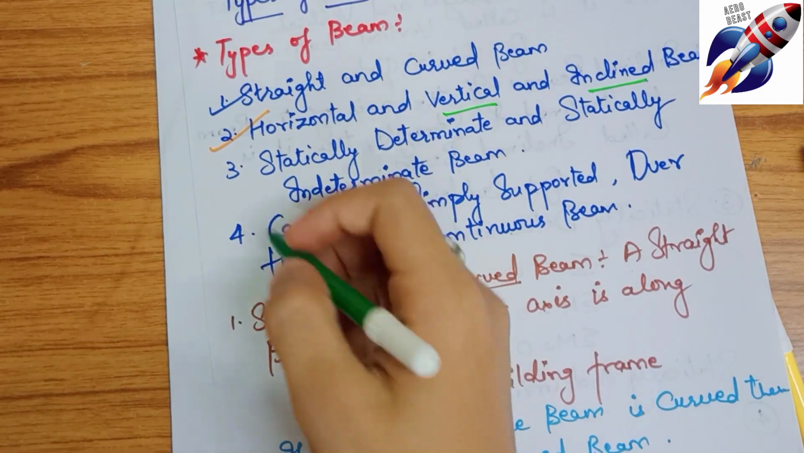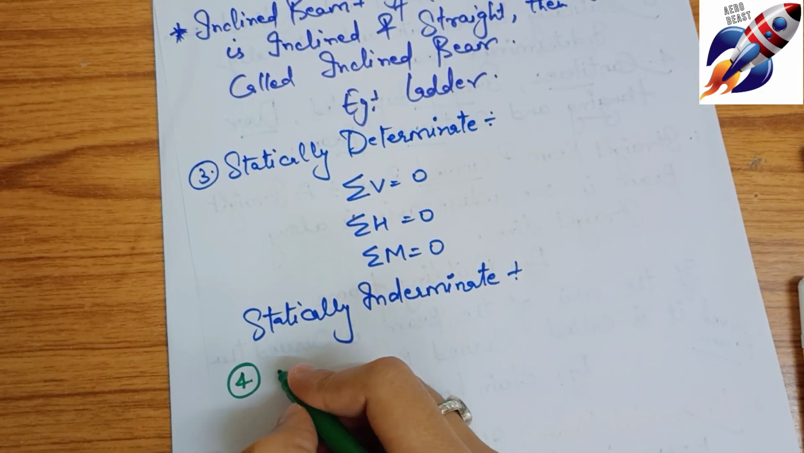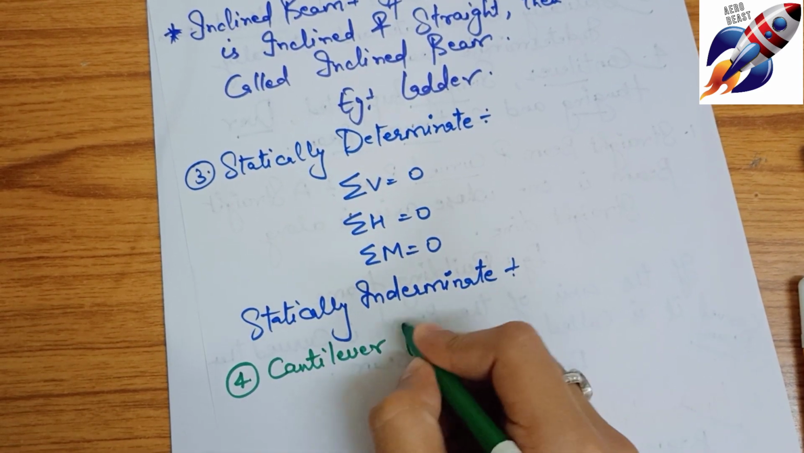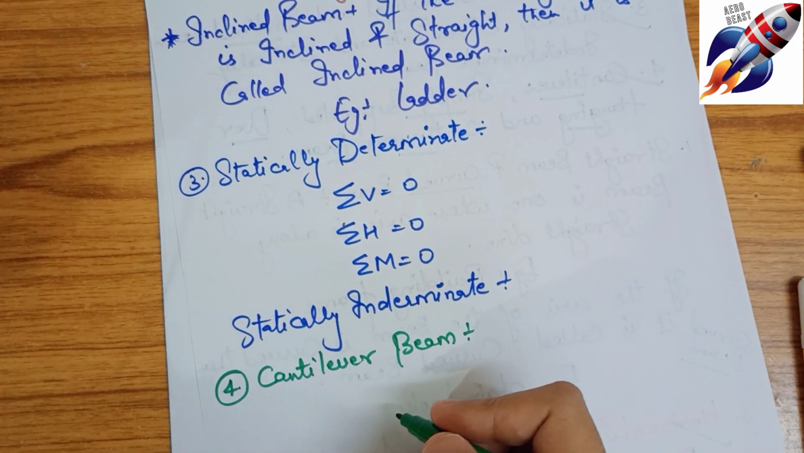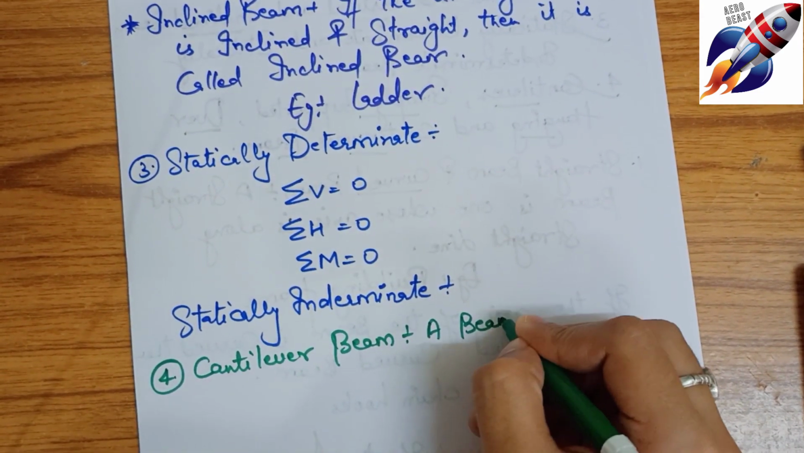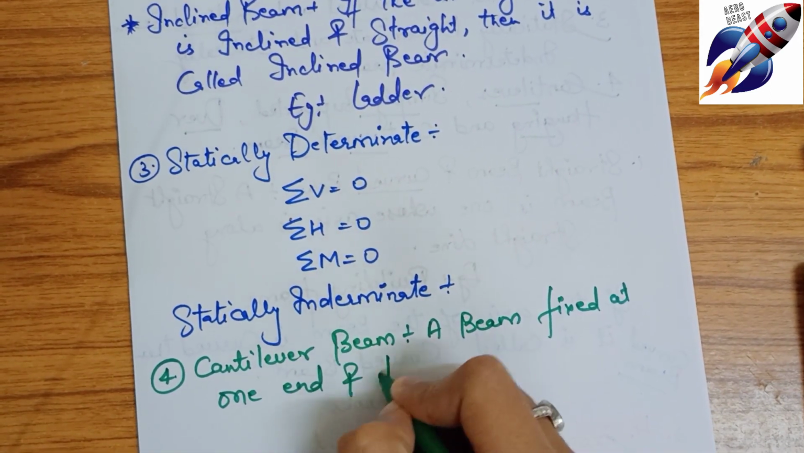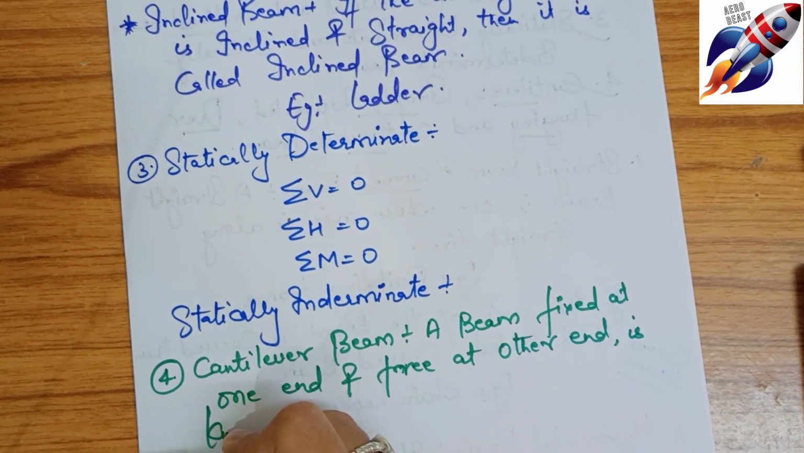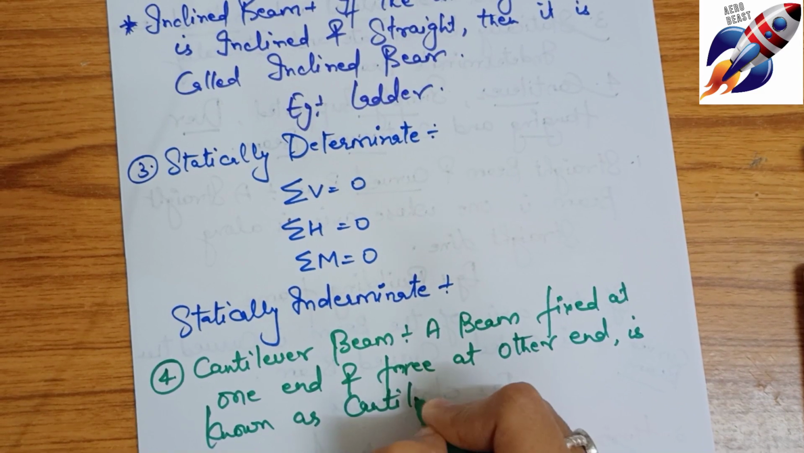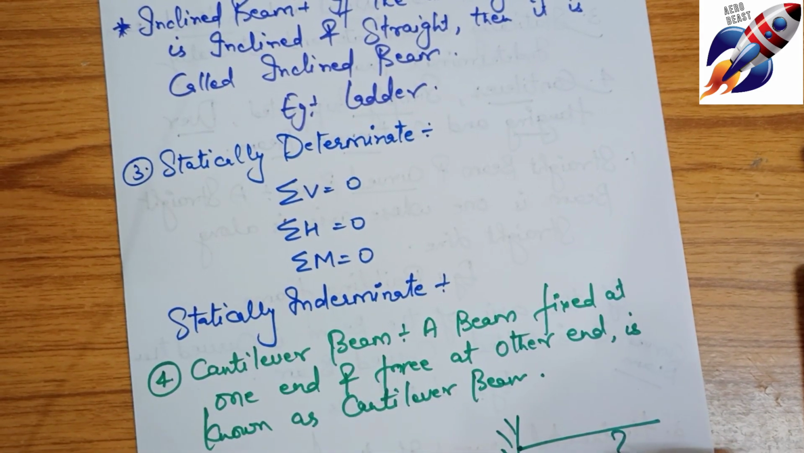So fourth one is the cantilever beam, simply supported beam, overhanging and continuous beam. Cantilever beam: a beam fixed at one end and free at the other end is known as cantilever beam. One end is fixed and another end is free.